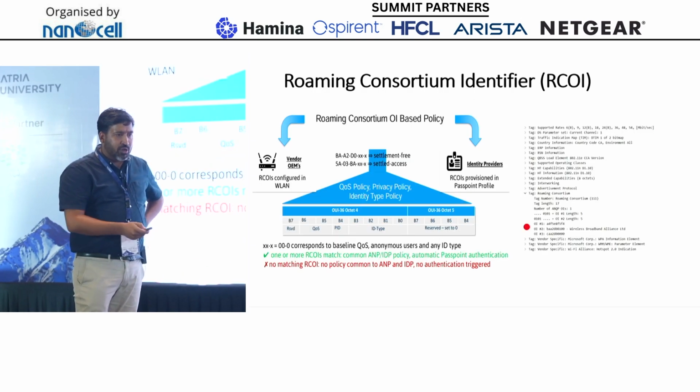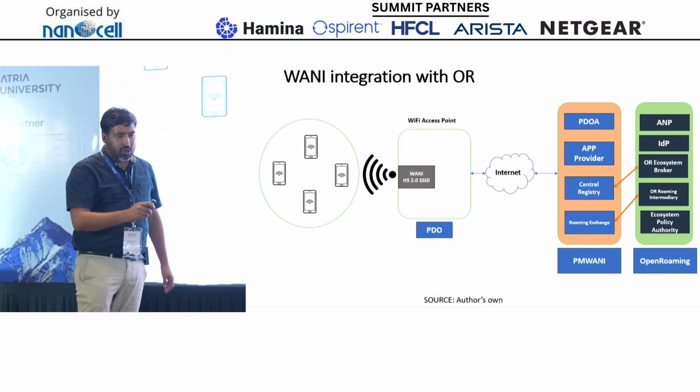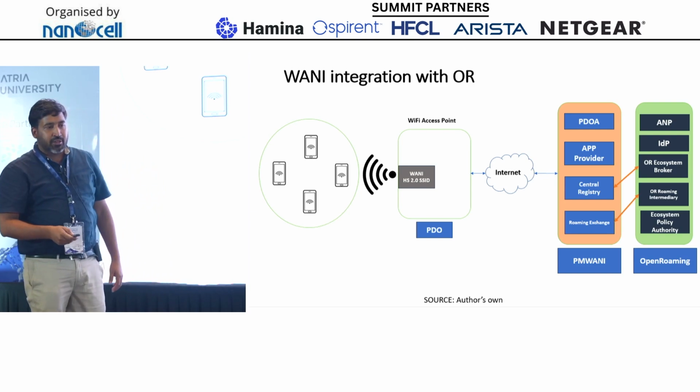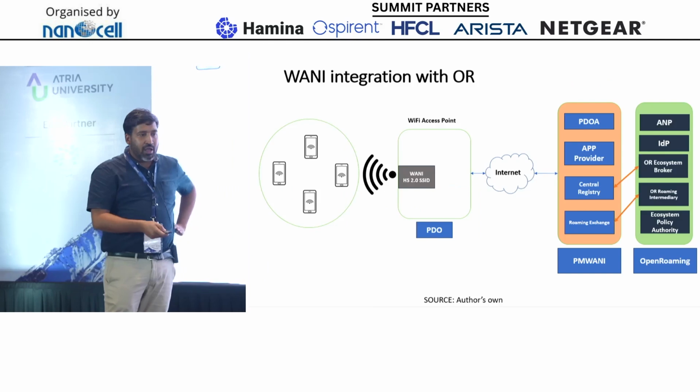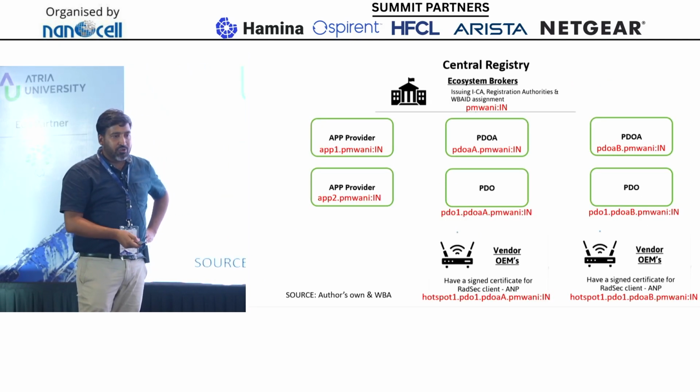I will quickly go to one architecture which we are trying to propose, showing how the PM WANI ecosystem can smoothly integrate with OpenRoaming to bring in all the benefits OpenRoaming brings. OpenRoaming brings the benefit of smooth integration with the MNO for data offload, and smooth integration with the FIDO or IoT device ecosystem for bringing those devices into this network. But the PM WANI framework has not evolved to that level. So it is always good to adopt some of the best practices and standard practices which are already available in the network. And this is one way through which you will be able to do that.